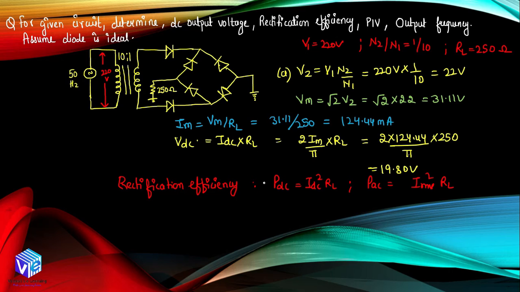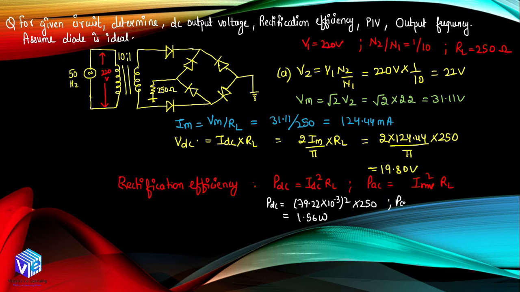So let's find PDC and PAC separately. We know IDC, we have found it out. We can find IDC from the formula 2Im upon pi. When you put the value of Im equal to 124.44, IDC will come out to be 79.22 into 10 raised to power minus 3. Square it into RL, which is 250. When you calculate it, PDC will come out to be 1.56 watt, right?